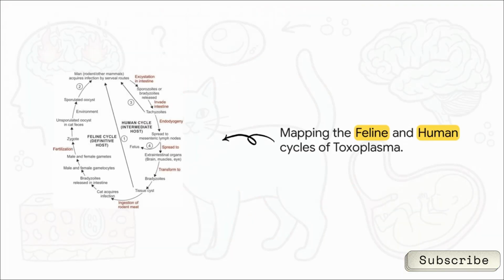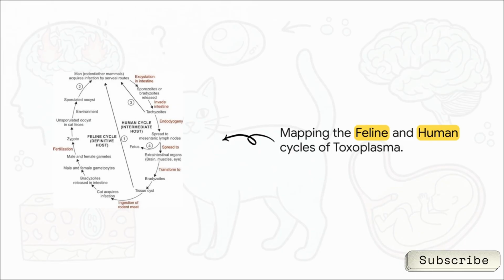This diagram brilliantly illustrates the parasite's whole empire. If you follow the arrows, you'll see Toxoplasma is pretty unique because it runs two distinct cycles. The feline cycle on the left happens in the definitive host, cats, where sexual reproduction happens, popping out those unsporulated oocysts in the feces. Then on the right, you've got the human cycle.